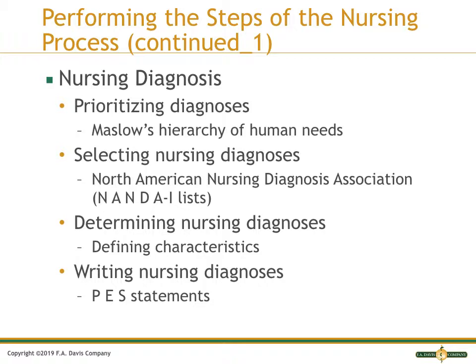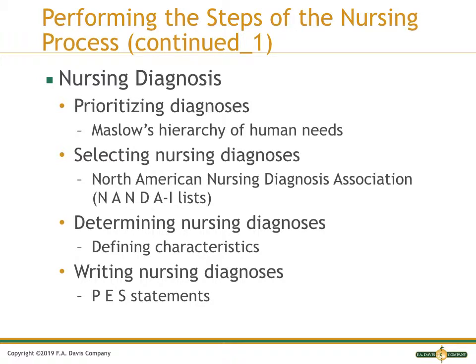But again, this is why it's important to remember Maslow's hierarchy of human needs, which I'll go over in the next slide, and then your airway, breathing, circulation. Always refer back to ABCs and Maslow's. There's a good example in your book on page 54 about prioritizing the nursing diagnosis that you should review. Become familiar with that.